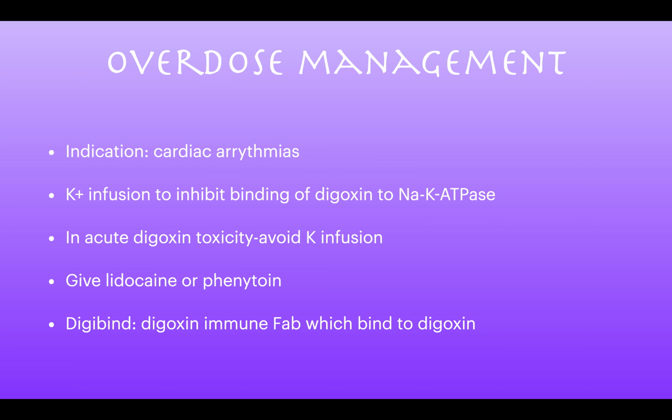Okay, so what happens if you do get an overdose? First, we want to stop the cardiac arrhythmias. We give a potassium infusion to inhibit the binding of digoxin to the sodium-potassium ATPase. But in acute digoxin toxicity, we don't want to give a high dose of potassium. Why? It's going to give the patient a heart attack. What do we do instead? We give lidocaine or phenytoin. And there is Digibind. Digibind is a digoxin immune Fab, and that will bind directly to digoxin.